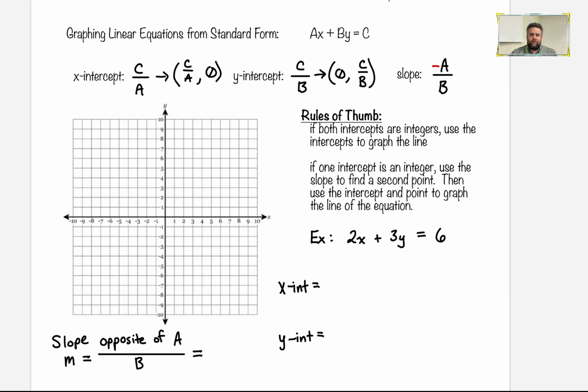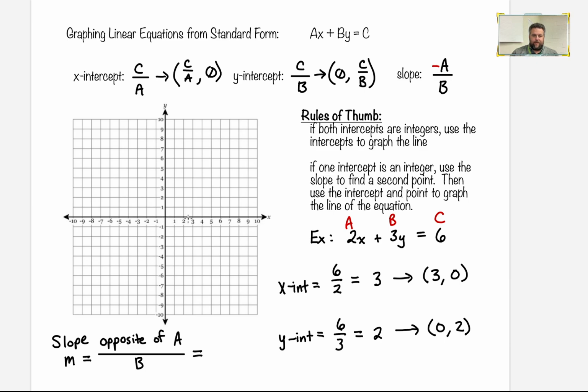So for this one here, we need to identify our ABCs. So A is always with X, B is always with Y, C stands alone. Our x-intercept is c divided by a. So we're going to go 6 divided by 2, which is 3. So this gives us a point of (3, 0). That's our x-intercept. The y-intercept is 6 divided by 3, which is 2, which gives us a point of (0, 2). Since both of my intercepts are integers, 3 and 2 are integers, then we can use them to graph.